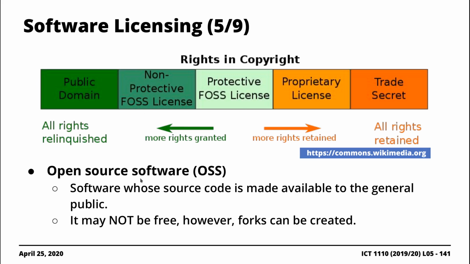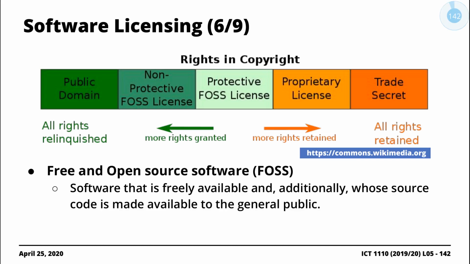Then you have open source software, right? In this case, the original source code is made freely available. But the interesting thing is that the piece of software may sometimes not be freely available for you to use. Because you have access to the source code, you can make derivations of the software and make forks and create new versions of that piece of software.